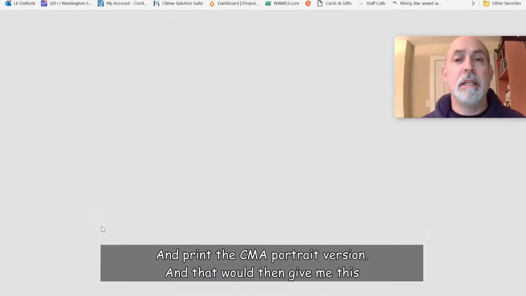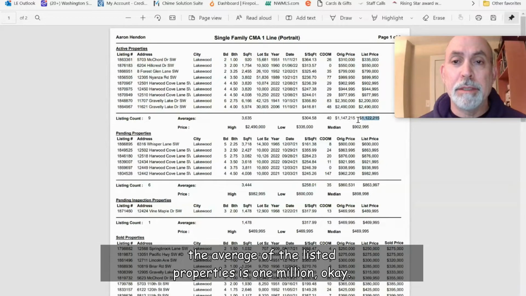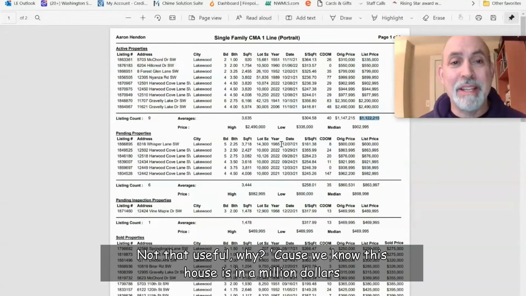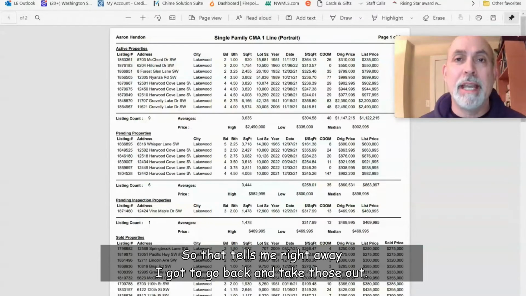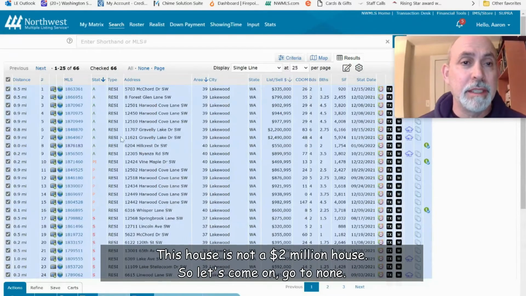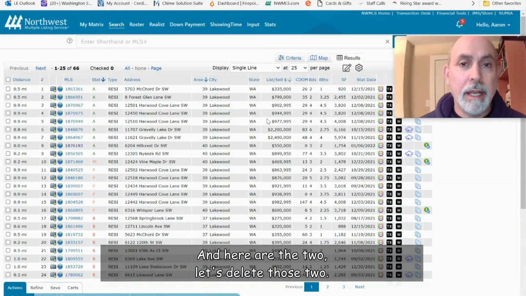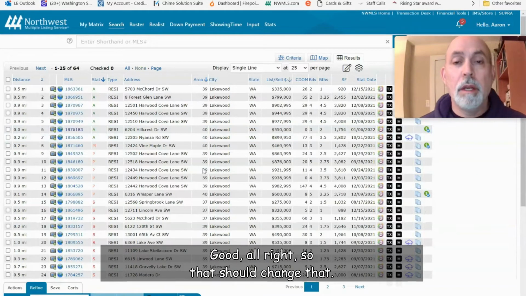That would then give me this, which is great because now I can get the average of the listed properties, which is 1 million. Not that useful. Why? Because we know this house isn't $1 million, and this has a couple of $2 million houses in it. That tells me right away I've got to go back and take those out. I don't want those in there because they're skewing the averages. This house is not a $2 million house. Let's delete those two, and refine. We're going to discard those two. Good, so that should change that.